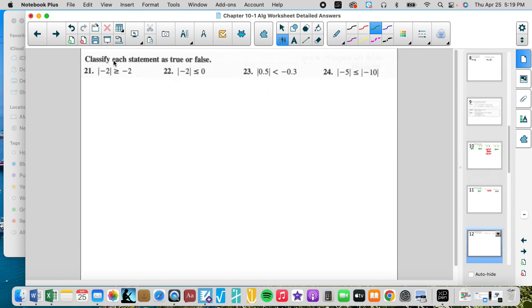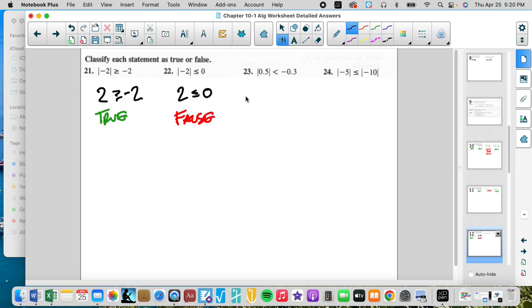Classify each statement. So we're going to have to do the absolute value. So we're going to have to simplify first. So 2 greater than or equal to -2. That is going to be a true statement. Let's simplify this. Absolute value of -2 is not 0. Is 2 less than or equal to 0? That would be false. 2 is not less than 0.